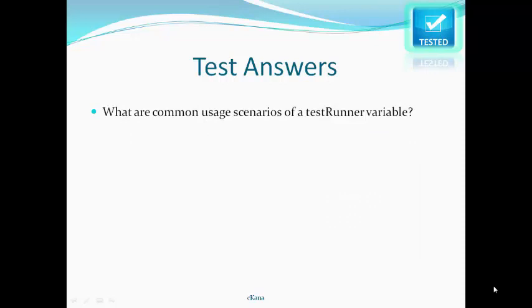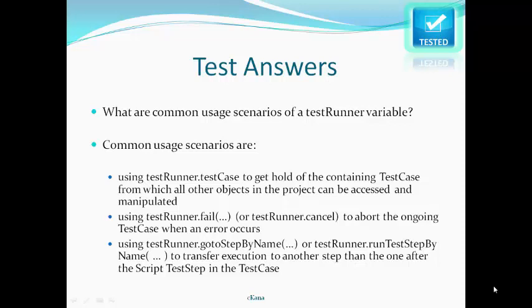Next question. What are the common usage scenarios of a test runner variable? Okay. The common scenarios are: number 1, we use testRunner.testCase to get hold of the containing test case from which all other objects in the project can be accessed and manipulated. Number 2, we use testRunner.fail or .cancel to abort the ongoing test case. And then we can use testRunner.gotoStepByName or testRunner.runTestStepByName to transfer the execution to another test step.